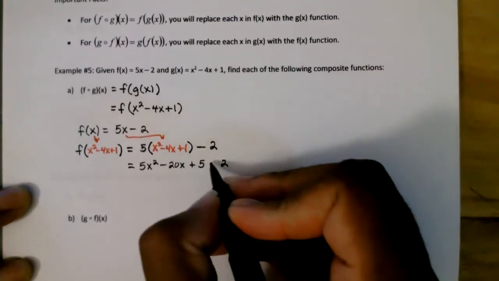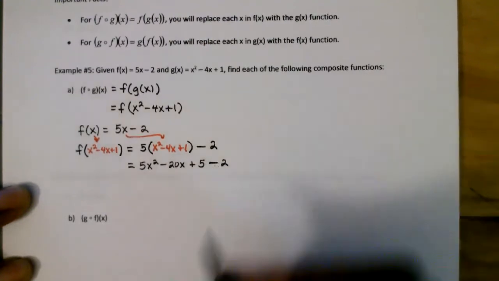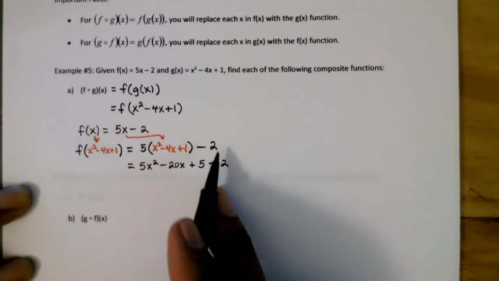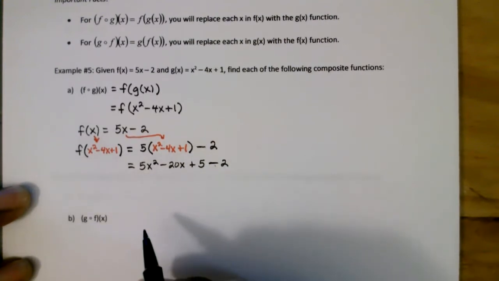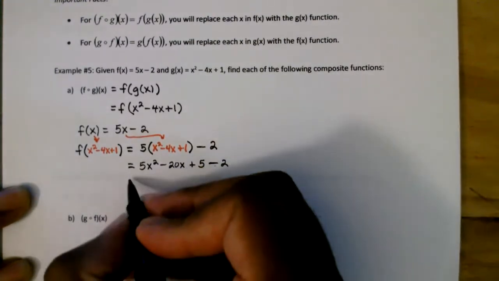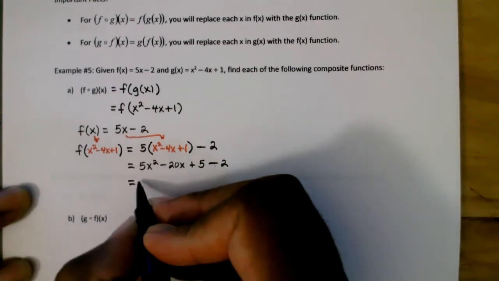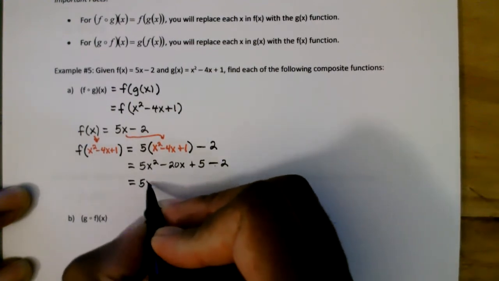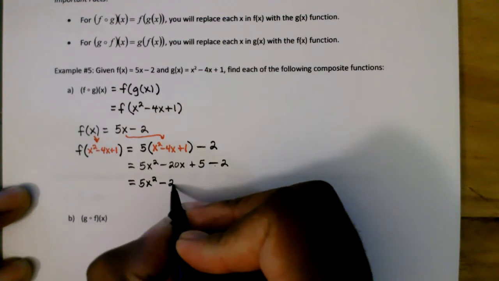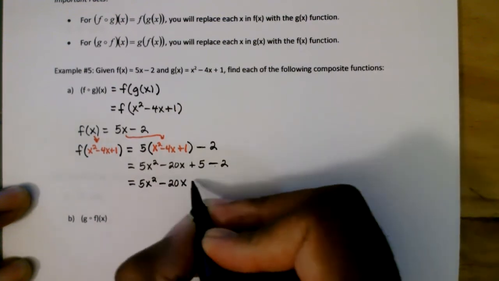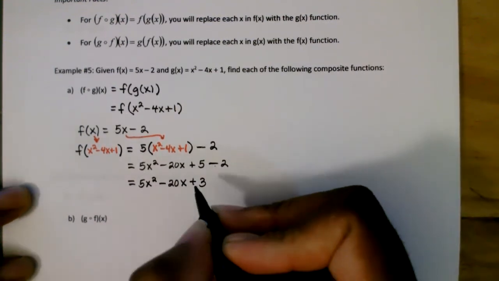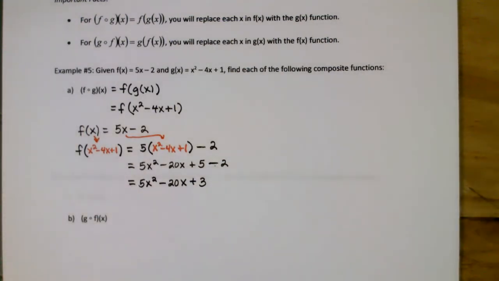This should be minus, and this should be minus. Okay, from the minus 2 up here. Now let's combine some like terms here. 5x squared has nothing to combine with, and nothing to combine with the minus 20x, but 5 minus 2 would be plus 3. So the composition of f with g of x ends up being 5x squared minus 20x plus 3.